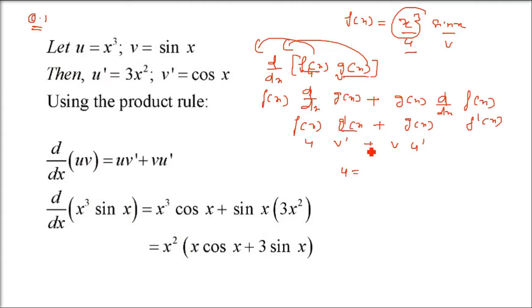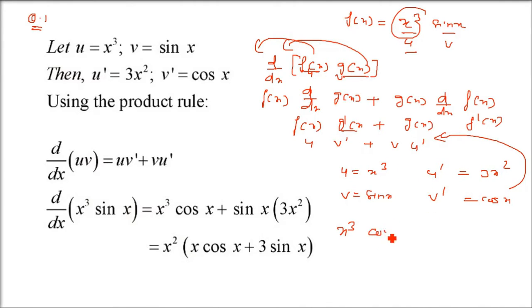So let us take u. u is x cube. So what is u dash? It's 3x square, because it is n x to the power n minus 1. We have already done questions like this, so we'll do the differentiation directly. v is sin x, so v dash is cos x. So put it in this equation. u is x cube, v dash is cos x. So multiply it, x cube cos x, plus.